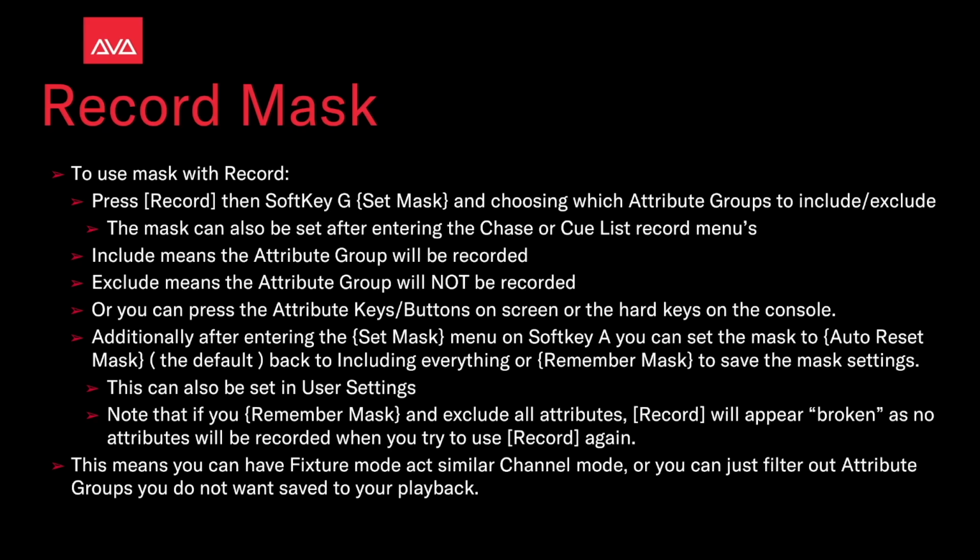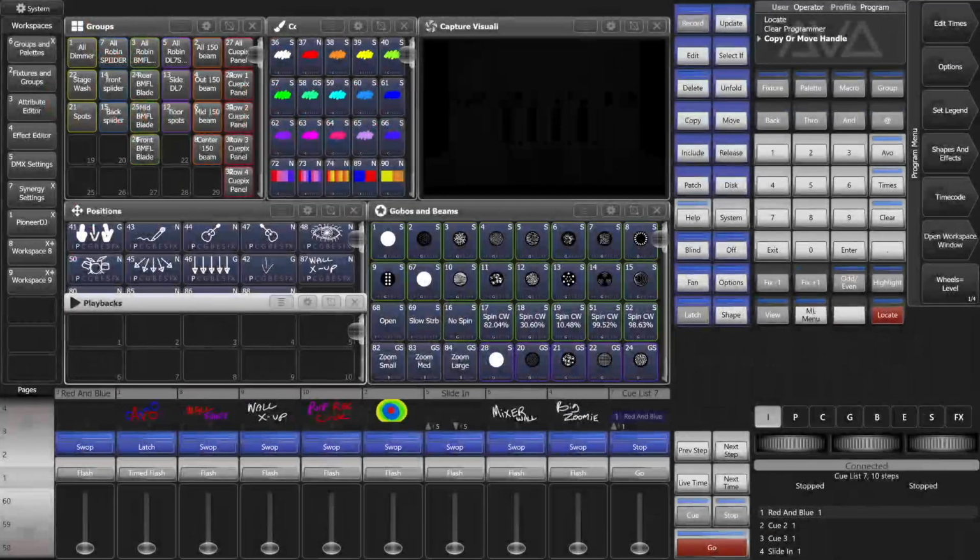This means you can have fixture mode act similar to channel mode, or you can filter out attribute groups you do not want saved into your playback. So let's have a look at that. Here I am on version 16 of Titan, on Titan Go virtual interface.